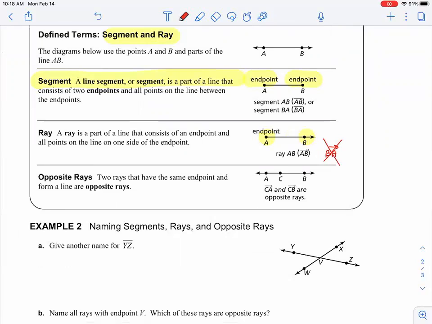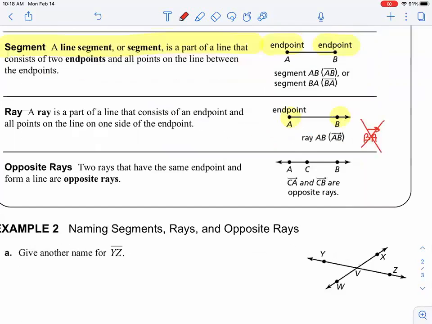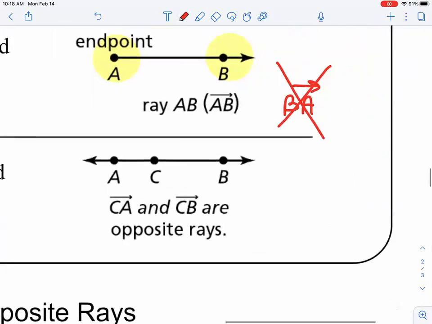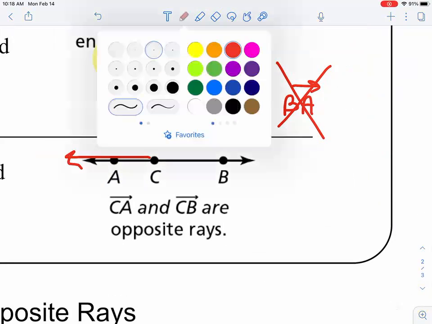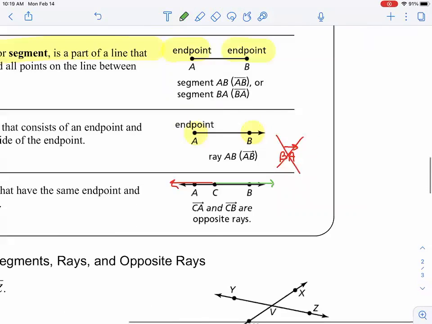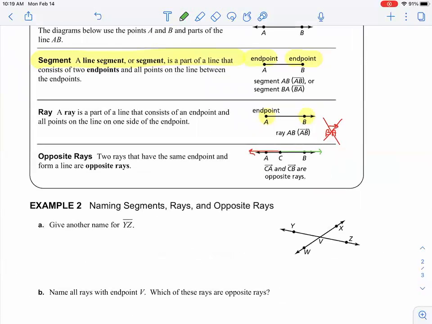If you have two rays going in opposite directions, like here, we have opposite rays. Two rays that have the same endpoint form opposite rays. So CA means I start at C and go through A. That is ray CA. Maybe I'll trace that in red. And ray CB means I start at C and go through B. Again, notice that C is the endpoint for both of those.